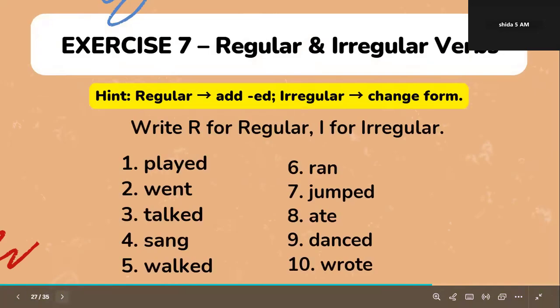So, the next, exercise number 7, regular and irregular verbs. Regular means we have to add ed to the verb. Irregular means the form of the verb changes. We can write R for regular, I for irregular. Is played a regular or irregular verb? There is an ed, so it's a regular verb. But in the case of went, it's an irregular verb because the form has changed. Go becomes went. Okay?